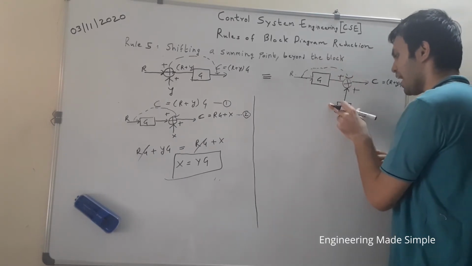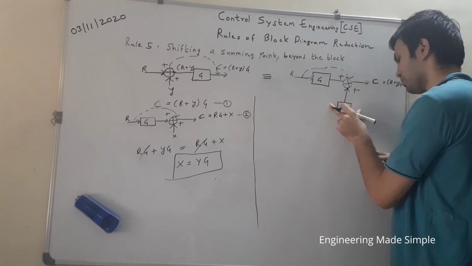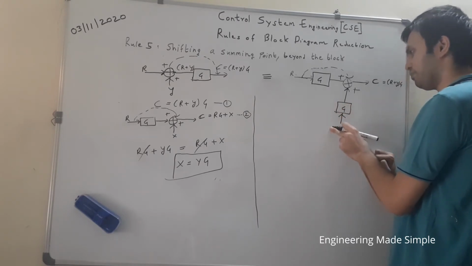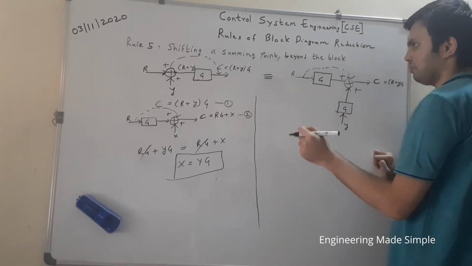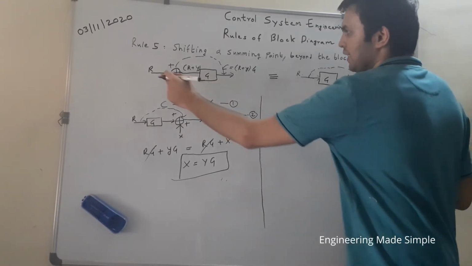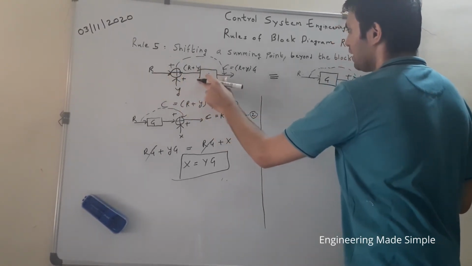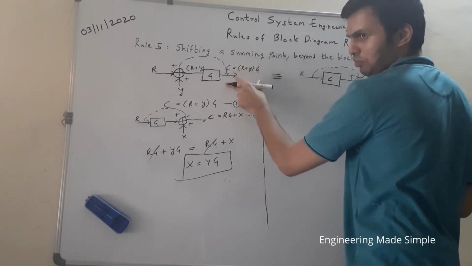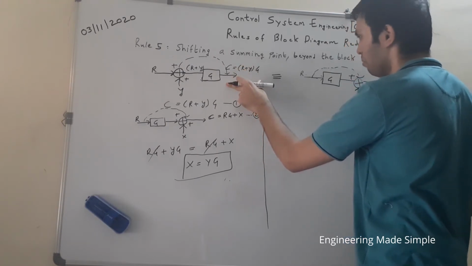So for that I need to again multiply the summing junction with a gain block of G, so that the output remains the same. Now have a look over here. This is R plus Y, and this whole thing will be multiplied by the gain block, and this would be the output at the final stage of our block diagram.